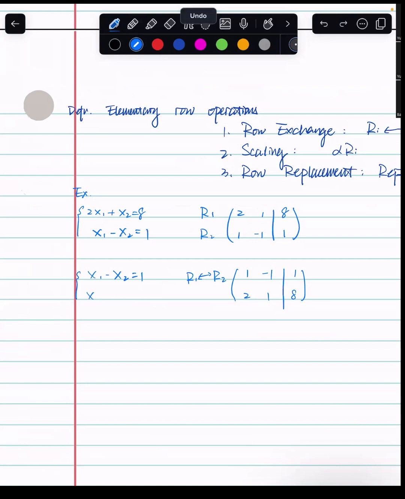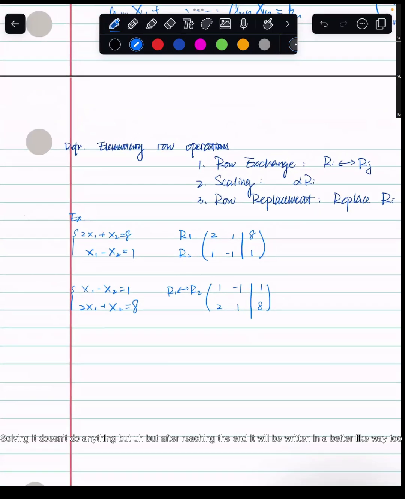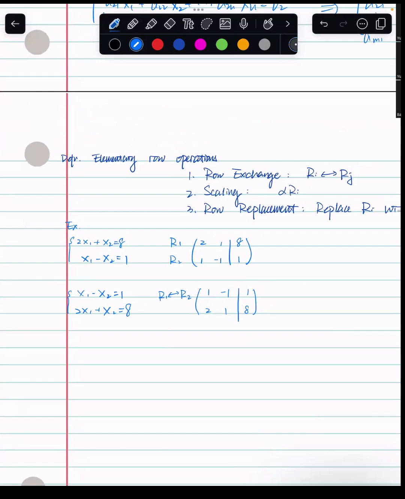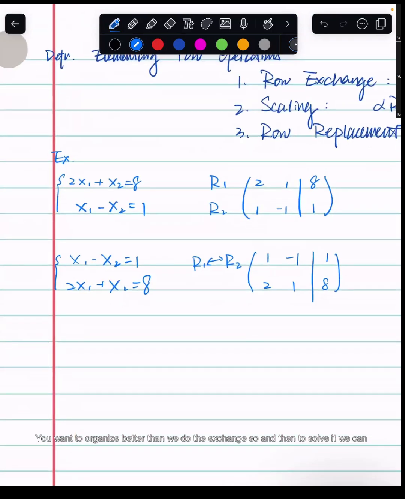But what's the point with swapping? Isn't it like it doesn't really do anything? In terms of solving, it doesn't do anything. But after reaching the end, it will be written in a better way to see. I'll show you in the end. We can do the exchange right now, or in the end, if we want to organize better, then we do the exchange.